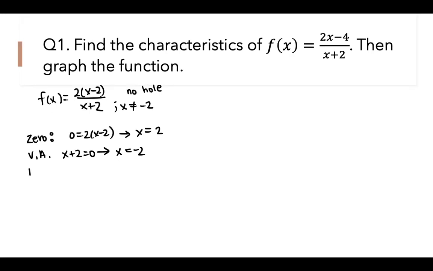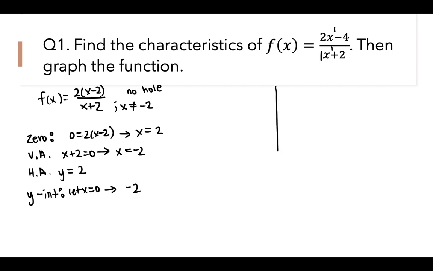For my horizontal asymptote, as you can see, the degree is the same, a degree of 1 and 1. If it's the same, you look at the coefficients of the degree, so it's 2 over 1. So y is equal to 2. Let's find the y-intercept. To find it, you let x equal 0. When you do it, you're going to get negative 2.